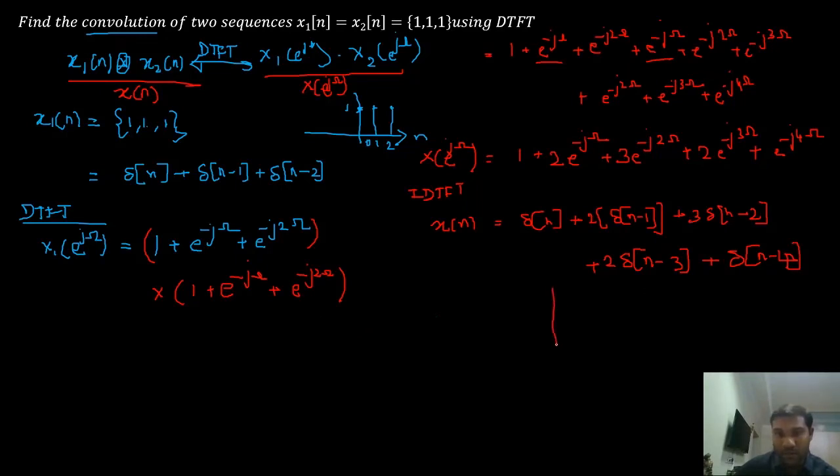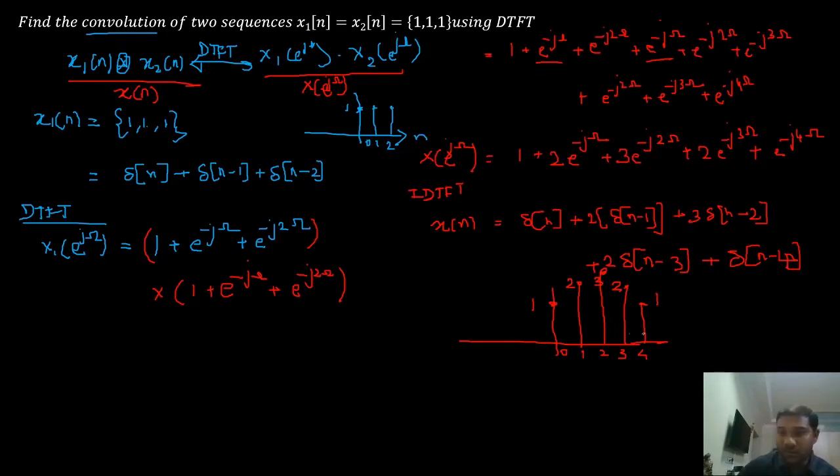So if I draw this, I will have a delta of n. Delta of n is nothing but this with amplitude 1. N minus 1 is at n equals to 1, so this has an amplitude 2. N minus 2, at 2 I have amplitude 3, and at 3 I have amplitude 2, and at 4 I have amplitude 1, right?